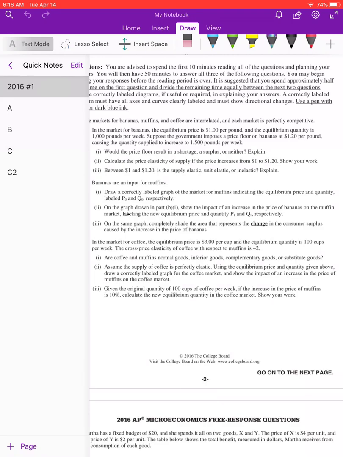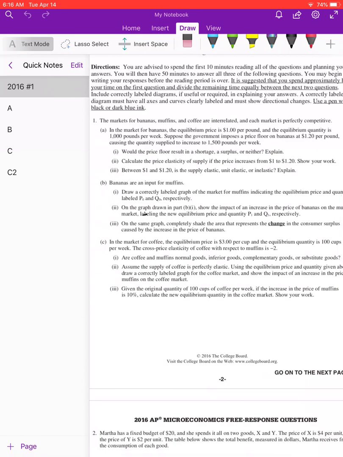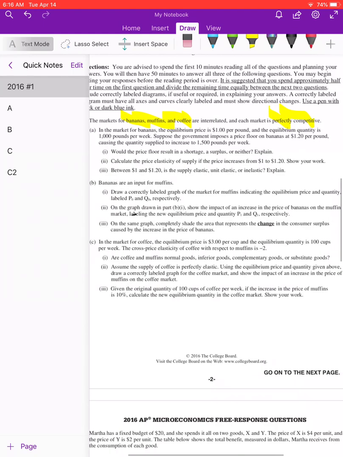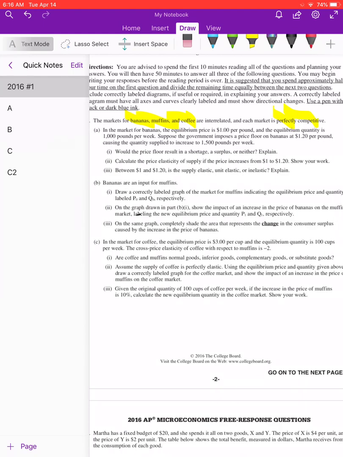So, taking a quick look at the question, we're looking at the market for bananas, muffins, and coffee. They're all interrelated, and each market is perfectly competitive. So in letter A, what they're asking you to do is take a look at the graph, and it says $1 a pound and 1,000 pounds. Suppose the government puts a price floor.